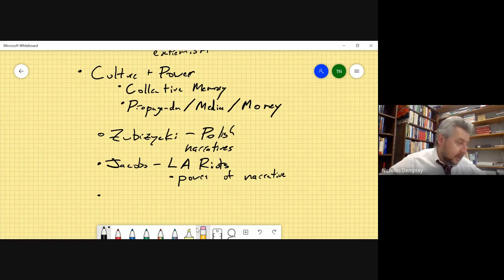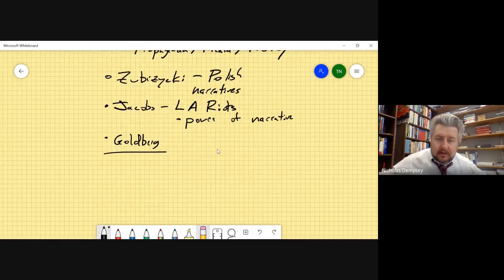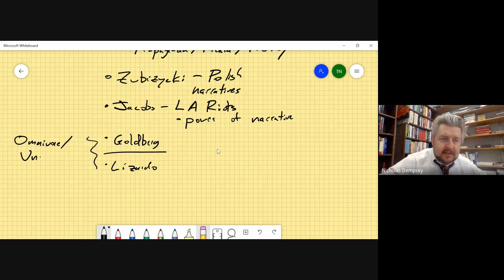Goldberg, right? The second pair of articles here, Goldberg and Lizardo, are both about the omnivore-univore distinction, and again, you can go back. There's a whiteboard on this where I try to lay out the article.